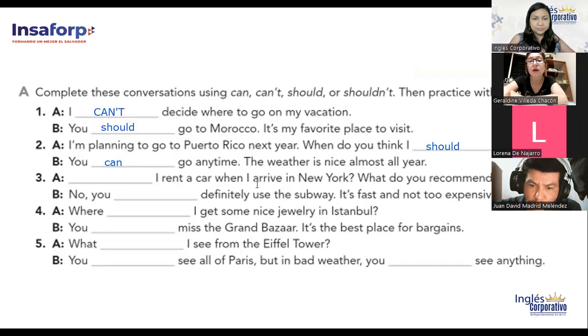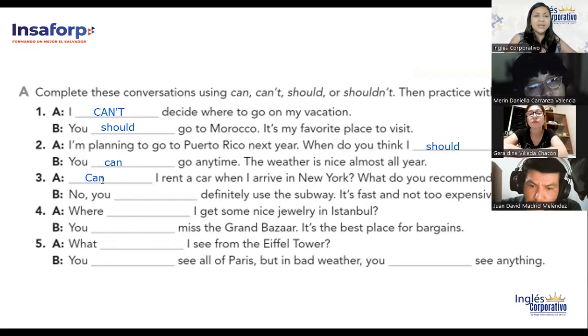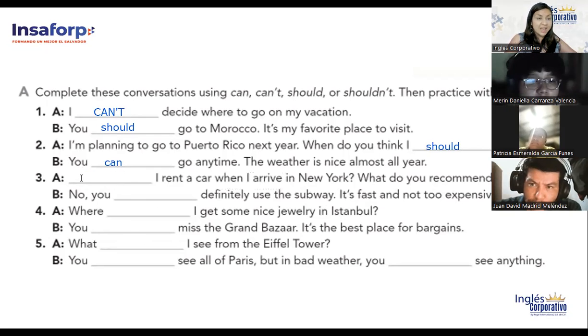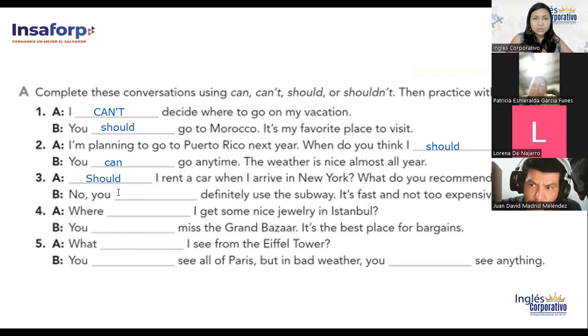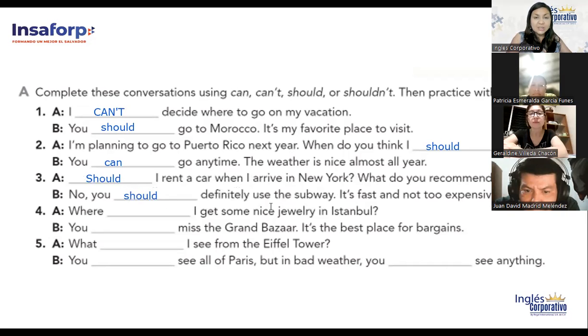Number three. It's a question. Can I rent a car when I arrive in New York? What do you recommend? No, you should definitely use the subway. Ah, okay. So does it say can or should? Should. Exactly. It's asking, should I? It's asking for advice or suggestion. Should I rent a car when I arrive in New York? What do you recommend? You should definitely use the subway. It's fast and not too expensive. So renting a car in New York is very expensive.